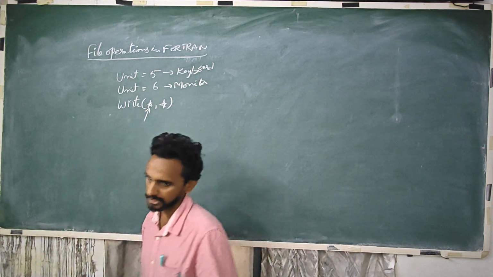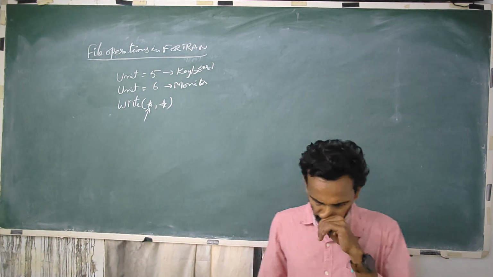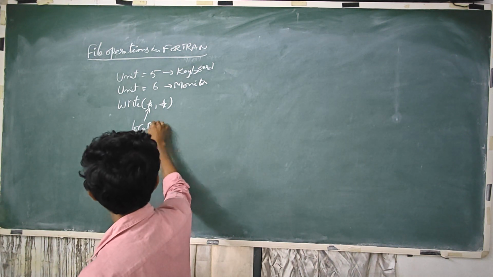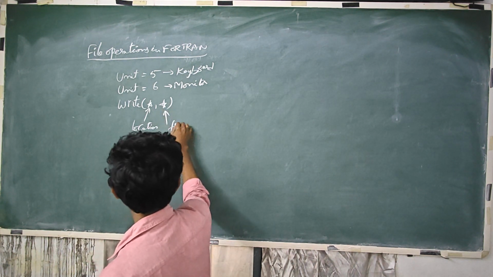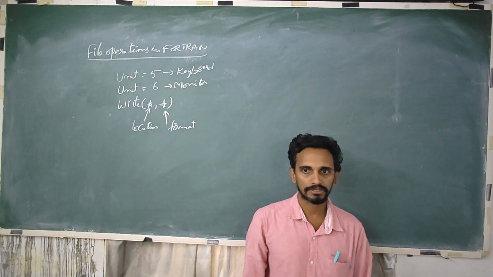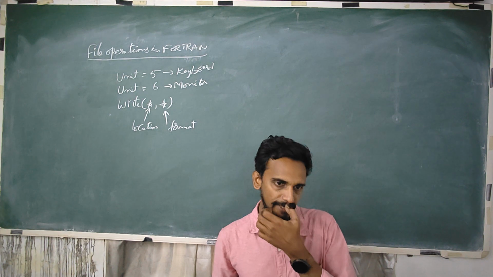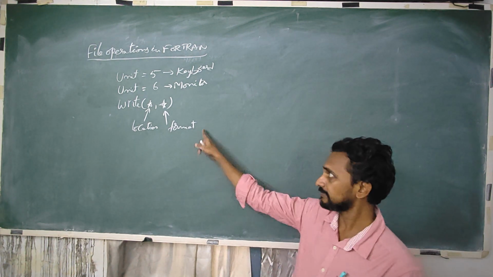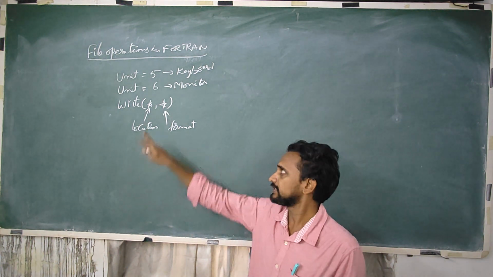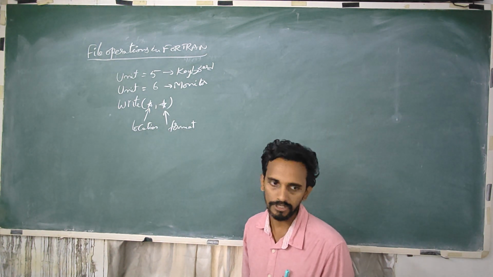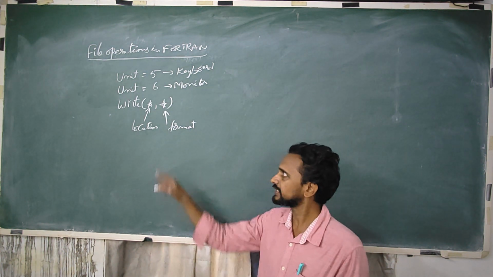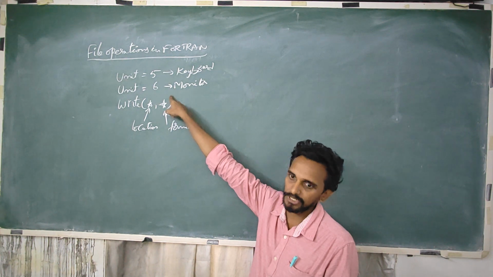So here the first star stands for location and the second star stands for format. I mean what kind of data you are trying to write, like integer, or if it is a real number, how many decimal points you are considering. All these things can be controlled using the second star. I mean here the star stands for default value. So if you specify it, you can specify it over there.